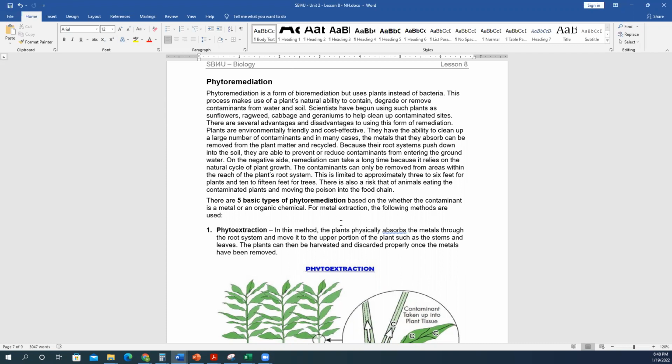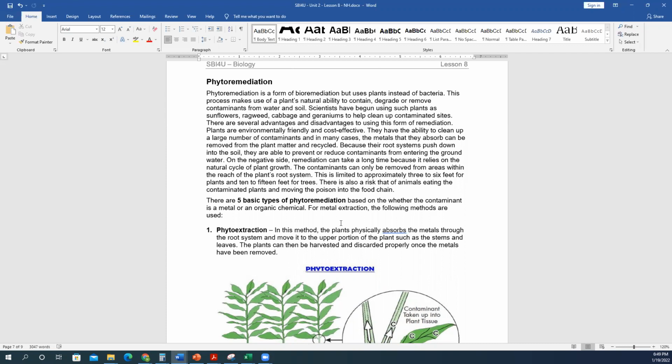In addition, there's also the risk that animals can come along and eat these plants that are busy taking up contaminants out of the environment, but then themselves become a storage for contaminants. These animals can eat these contaminated plants, and the toxins can move from the plant into the animal's body and enter the food chain. So that is definitely a disadvantage, because you don't want to be moving the contaminants into the food chain.